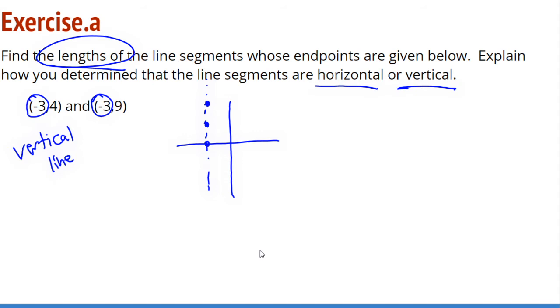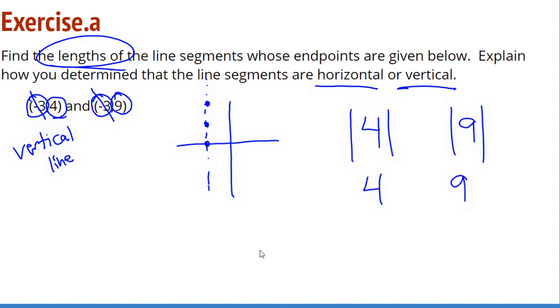So I'm not paying attention to the negative 3 because that just tells me where their line is at. The 9 and 4 tells me how far apart the points are. So I need their absolute values, 9 and 4. And I need to ask myself, am I adding or am I subtracting? If they are on the same side of the axis, if they aren't across an axis from each other, I will subtract. If they're across an axis from each other, I will add them together.